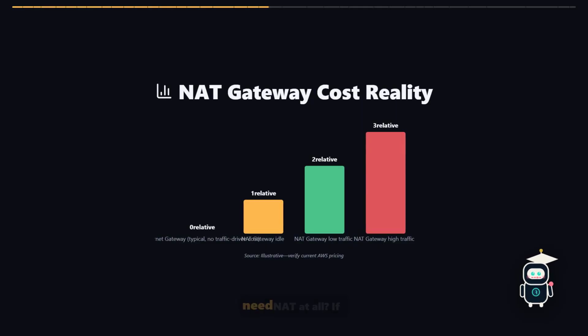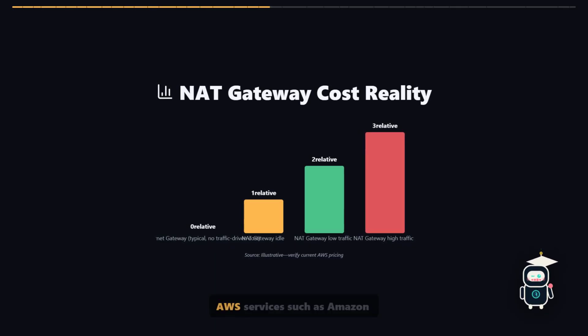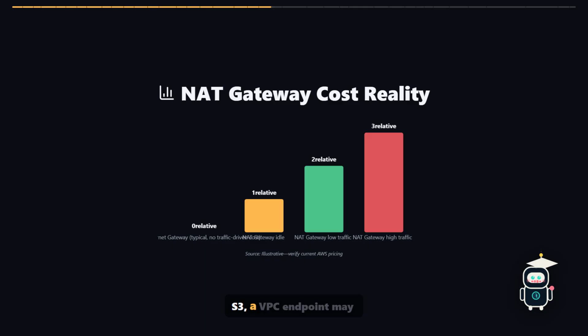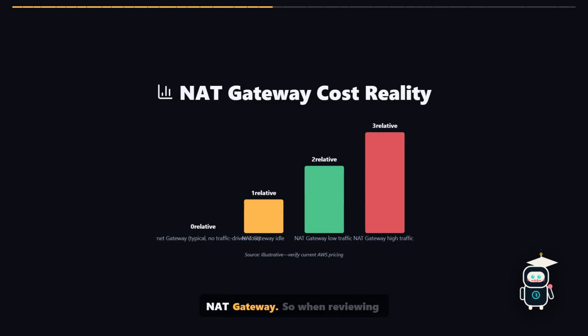Then ask another question. Does this traffic need NAT at all? If private workloads are sending large amounts of traffic to supported AWS services, such as Amazon S3, a VPC endpoint may provide a private path without sending that traffic through the NAT gateway.